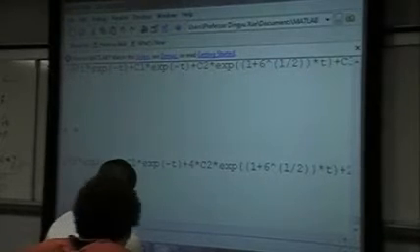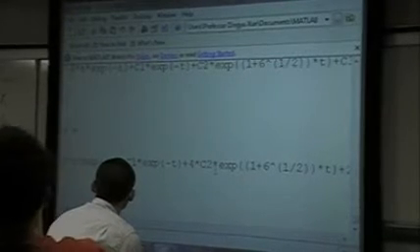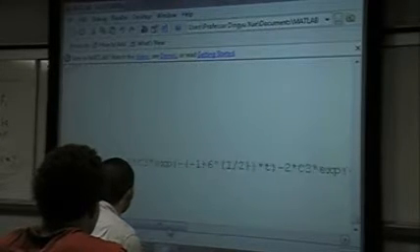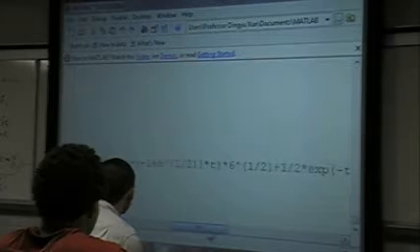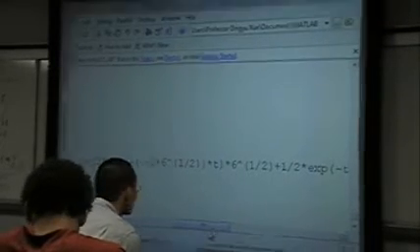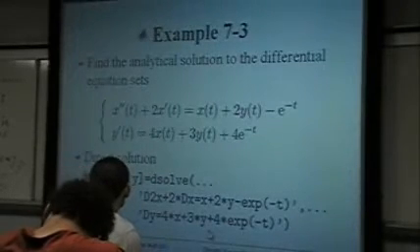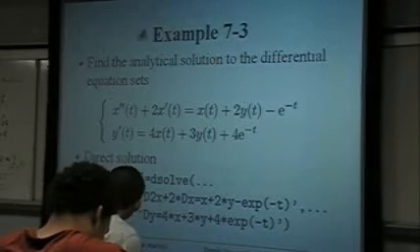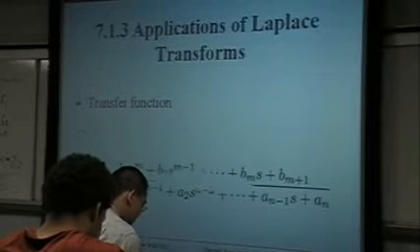Well, you can see that in y we have C1, C2, and C3. There are three undetermined constants. So in this way we can solve and we can find analytical solutions to certain differential equations.